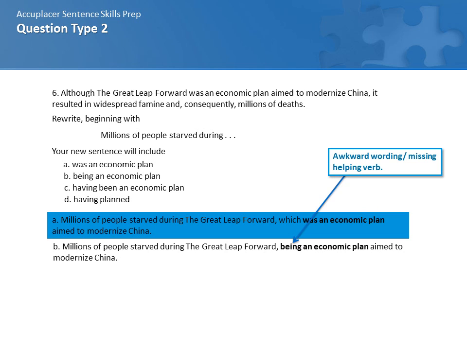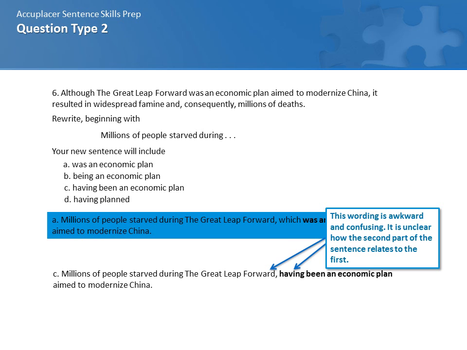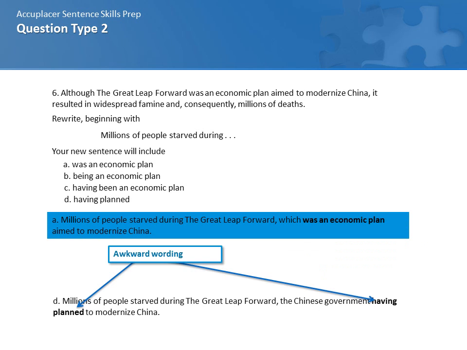C, having been an economic plan. This is a long, convoluted verb construction that you really don't need. Millions of people starved during the Great Leap Forward, having been an economic plan. So this is awkward construction that really doesn't make sense. And D, millions of people starved during the Great Leap Forward, the Chinese government having planned to modernize China. Again, it's awkward wording, and it does not clearly express the same idea in the original.